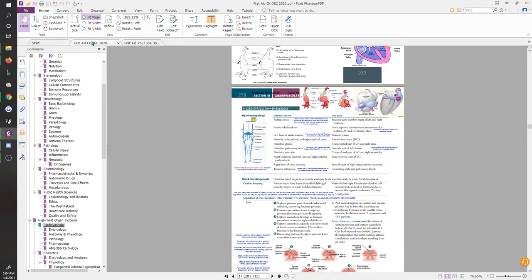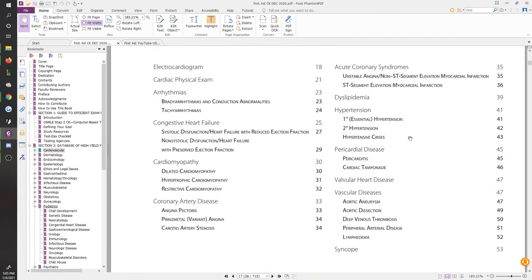But pretty much everything that you're seeing here on the contents page of first aid CK: bradyarrhythmias and tachyarrhythmias, congestive heart failure and the different types, with ejection fraction being reduced in the systolic version versus being preserved in the non-systolic or diastolic function version. Cardiomyopathy, right, dilated, hypertrophic, or restricted, coronary artery disease, acute coronary syndromes, the different dyslipidemias, which were mainly discussed in the biochem chapter of first aid step 1, hypertension, pericardial disease, such as pericarditis and cardiac tamponade, the various valvular heart diseases, and then of course, vascular diseases that can occur, and syncope.